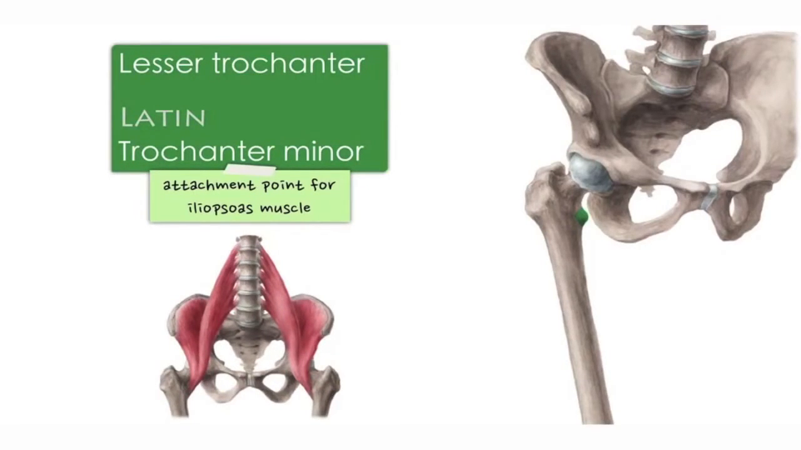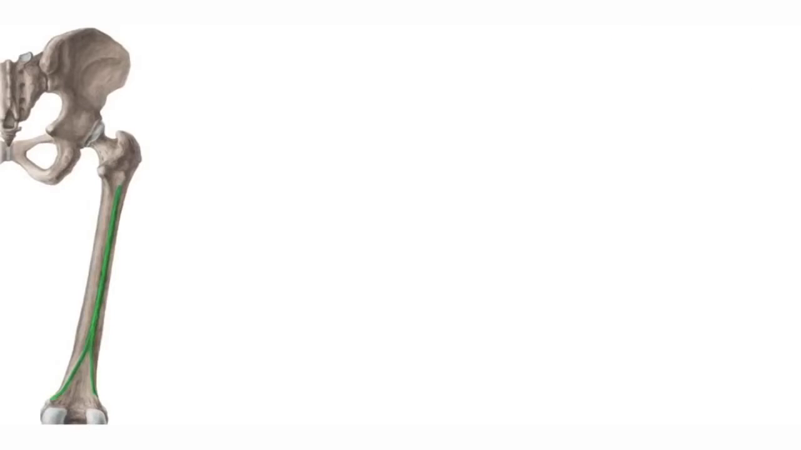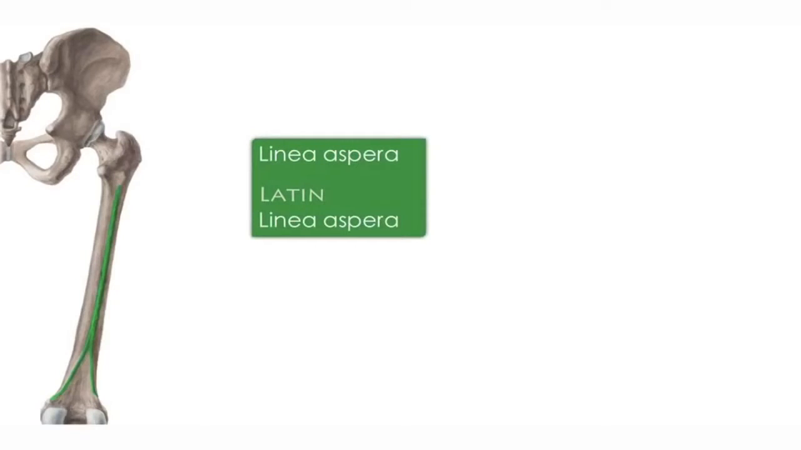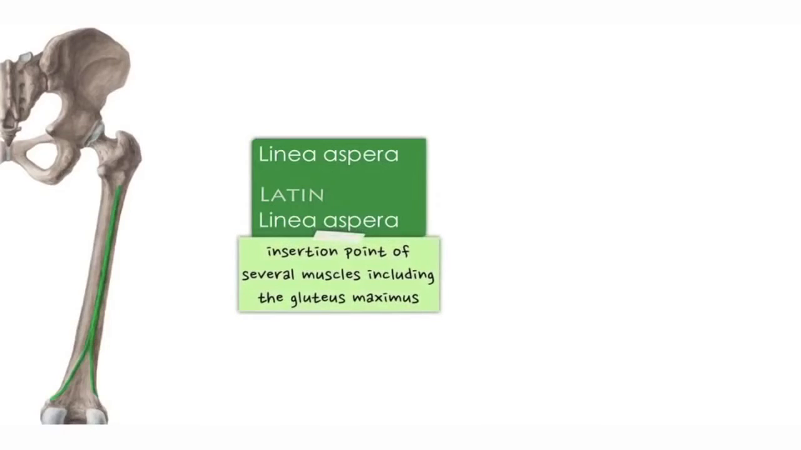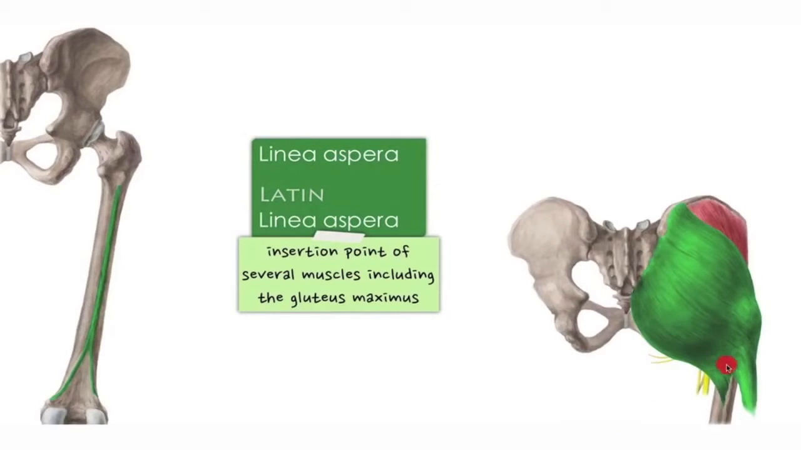Now, between the two trochanters, you find a line. This line is known as the linea aspera. In Latin, this means rough line, and it is indeed a rough double line on the posterior aspect of the femur. And this is an important line because it serves as insertion and attachment points for many muscles, including the gluteus maximus. As you can see here, the gluteus maximus is inserting as well on the linea aspera.